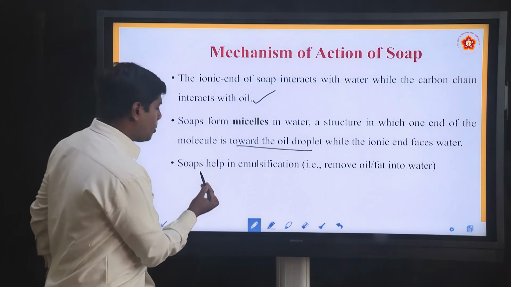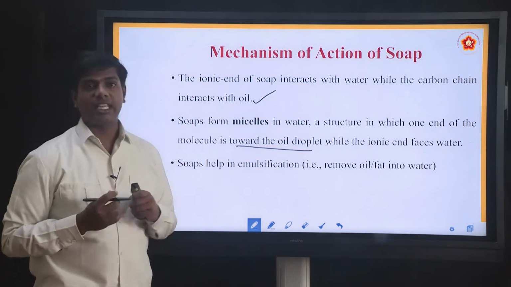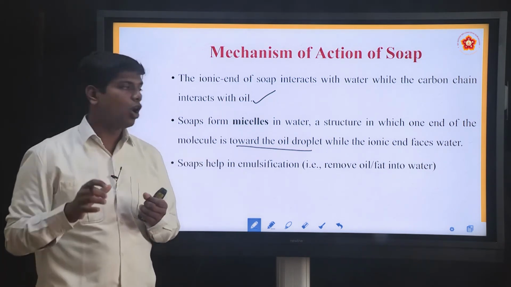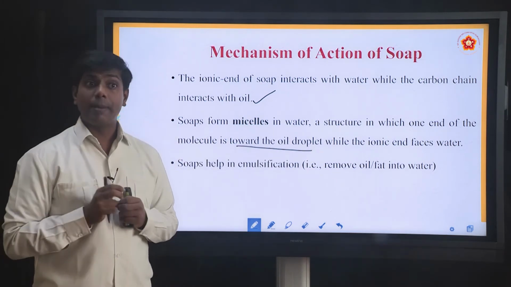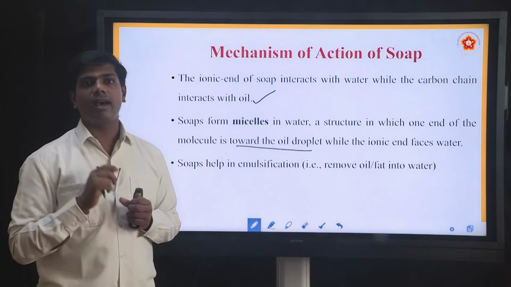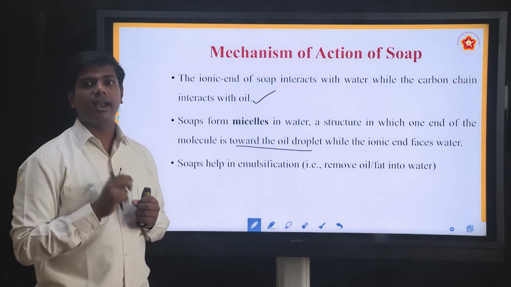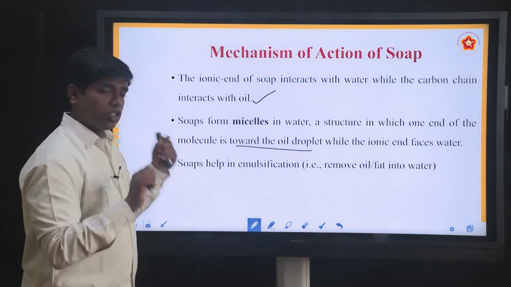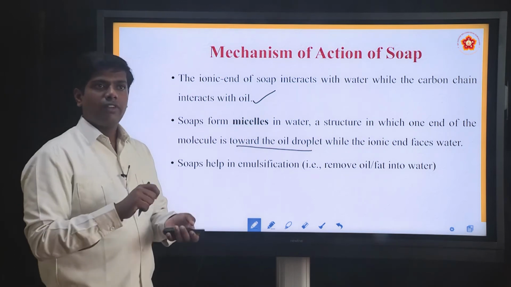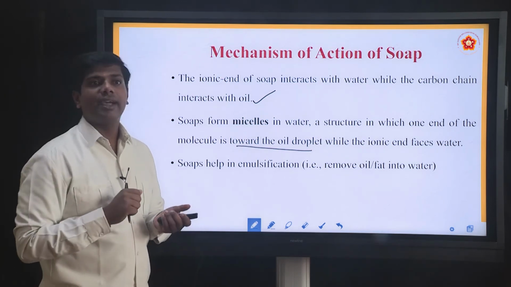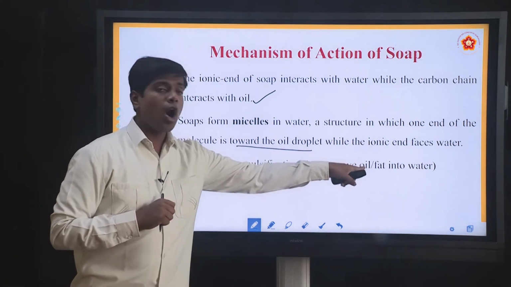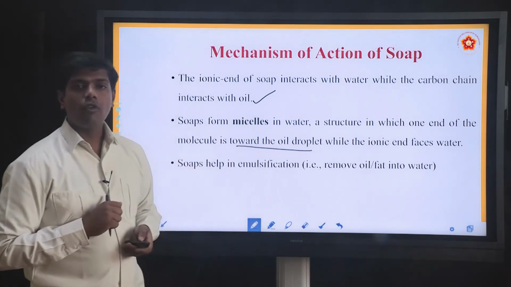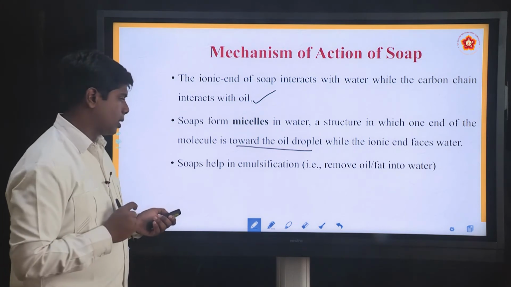Next, soaps help in emulsification. Emulsification is nothing but removal of oil or fat into water. Emulsification, in Kannada we call it emulsikarana. What is emulsification? When we wash our clothes, we know how difficult, but emulsification is nothing but removal of oil or fat into the water.